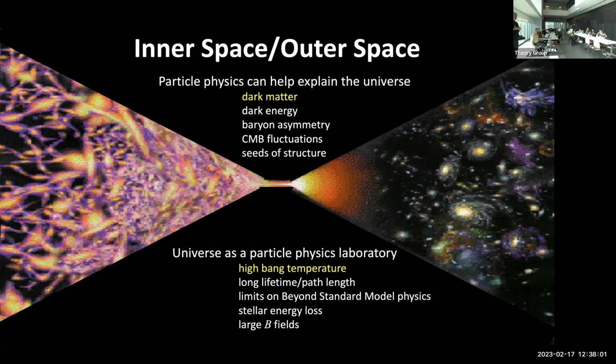And, you know, I've always told people particle physics can help explain the universe: dark matter, dark energy, baryon asymmetry, CMB fluctuations, seeds of structure, et cetera. And I tell my particle physics colleagues that you can use the universe as a particle physics laboratory. There was a big temperature in the Big Bang, and we can use this as an accelerator. The universe has a long lifetime, long age, long path lengths. And you can use these to place limits on BSM physics, stellar energy loss places useful limits on axion properties, things like that. And there are large magnetic fields in the universe that we can learn something from. So let me talk about dark matter, then I'll talk about the high Big Bang temperature.